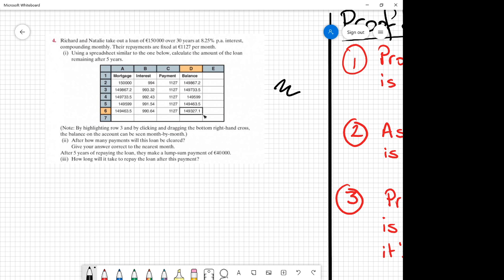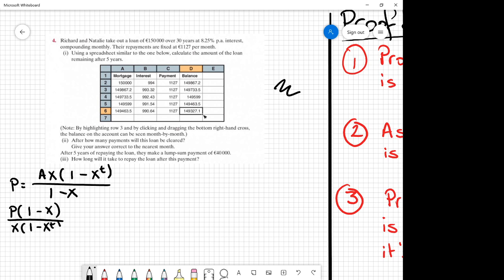Right, so question 4 is wrong. Okay, so we're just doing part 2 and part 3. For the first one, after how many payments will the loan be cleared, we can do one of two things. We can either use the a times (1 minus x to the power of t) all over (1 minus x) version of it, where we use P = (1 minus x over x) times (1 minus x to the power of t), equal to A, using our 150,000 for P.